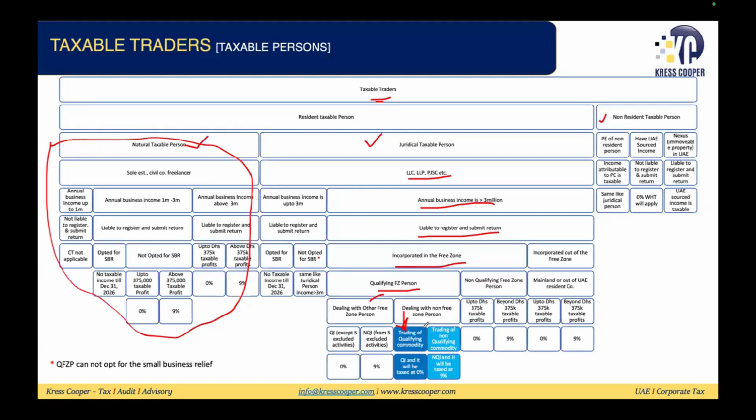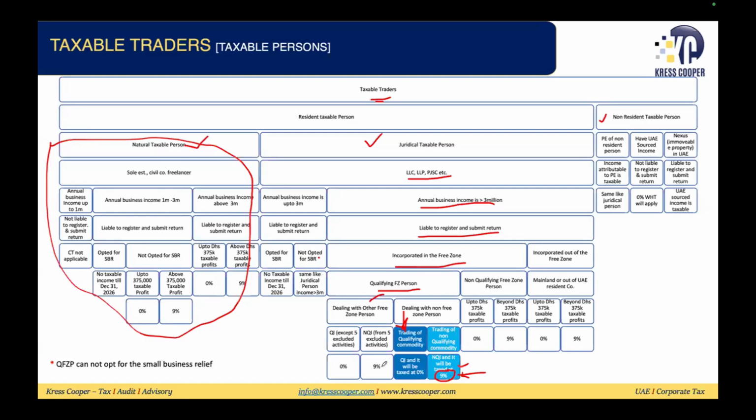We have already discussed this. So trading of the non-qualifying commodity will be subject to tax. It will not be straightforward tax at 9%, if that... here it has been corrected as well. If the qualifying free zone trader is dealing with non-qualifying commodities, it will be straightforward subject to tax at 9%, because there is no concept of 0% corporate tax up to 375,000. It will be straightforward subject to tax at 9%.